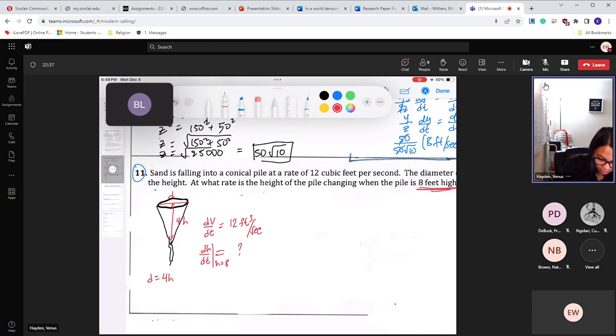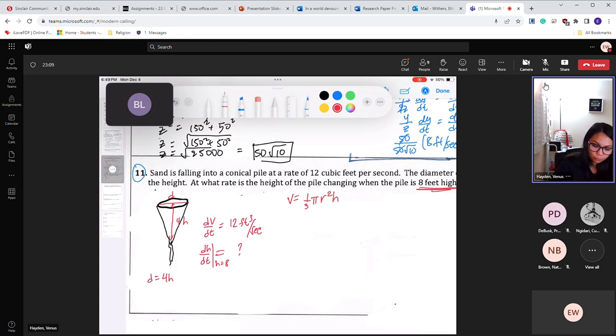Okay? So the formula we're going to be using, I think on the exam the formula is provided for us, but the formula for the volume of a conic shape will be 1/3 pi r squared times the height. So we have the dV/dt and we're looking for dH/dt. They didn't mention anything about dR/dt, because we have the V, we have the R, we have the H, but dR/dt is not provided.